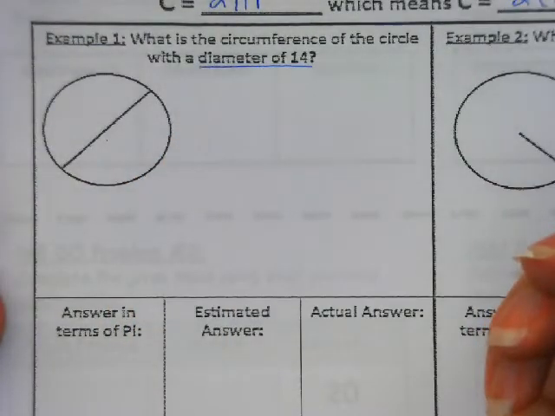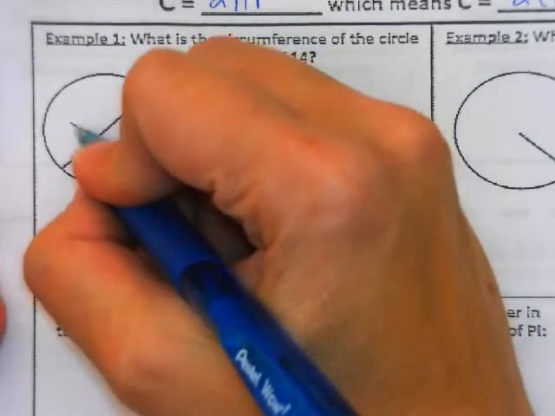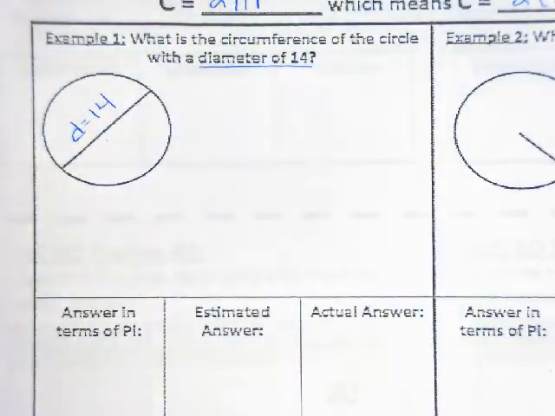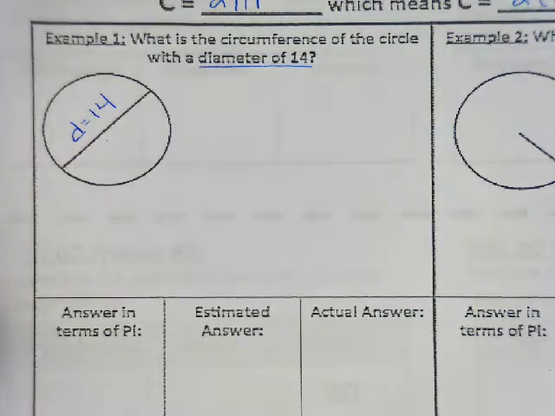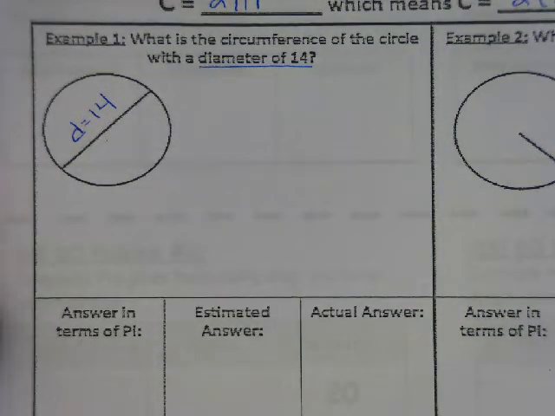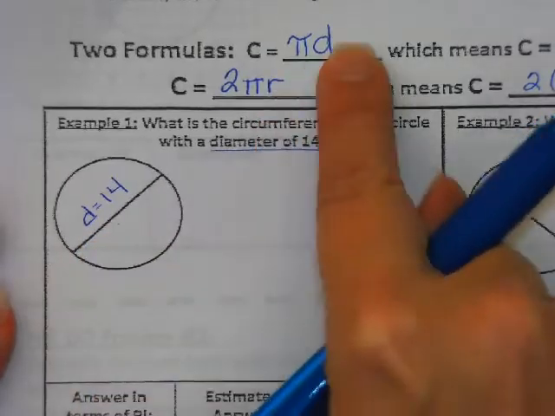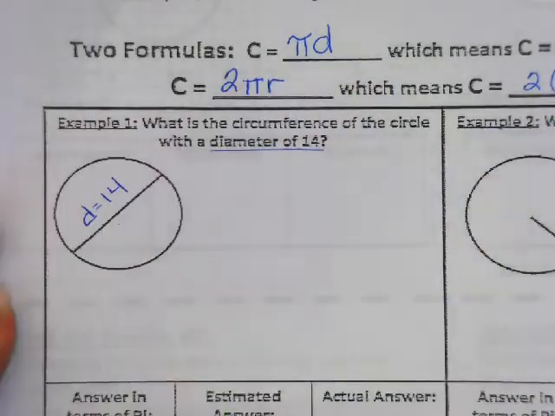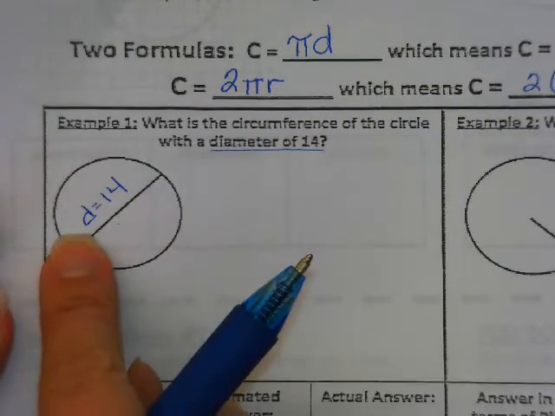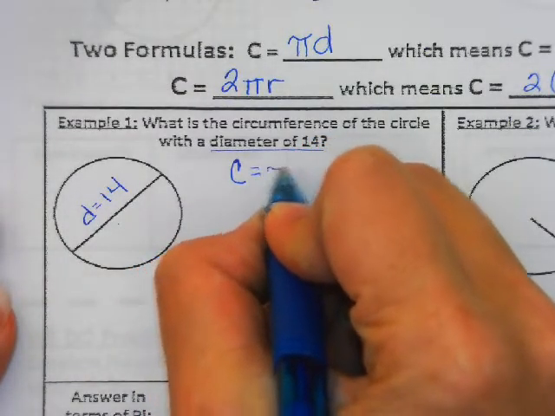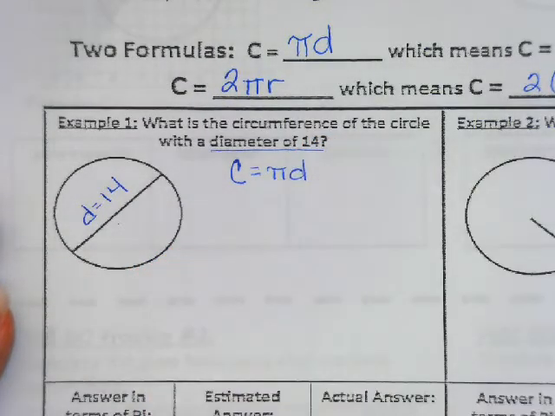Well, the first thing we should always do is label our picture. Okay, we always want to label our picture. The second thing we want to do is write our formula. So we have a diameter. We talked about 2 different formulas here. Do we want to use the one with the D or the one with the R? The one with the D, because that's what we were given, right? So we can write our formula. C equals pi d.